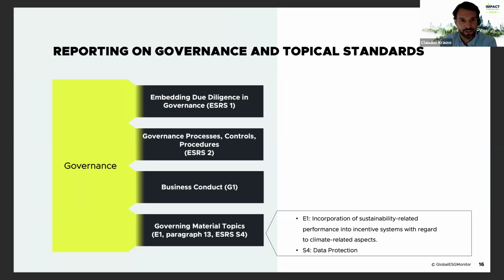Ariane, we just received the first question on that. In comparison to the S and E standards, why is there only one G standard? Does that mean that the governance is less important, or is it because of the cross-cutting standards, or could you elaborate on that?